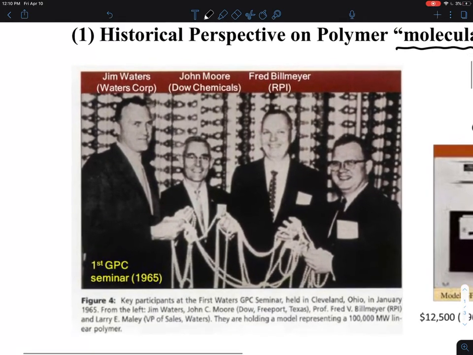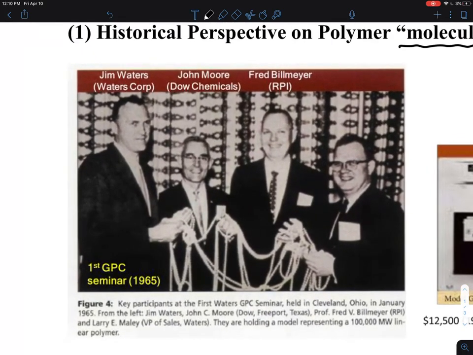Okay, this is a picture that I think I showed in my introduction in the first class. This is the first Waters GPC seminar held in Cleveland, Ohio. Cleveland was sort of the center of the rubber industry at that time, so a GPC conference was held in an appropriate place. And these people are holding this very long necklace, trying to say this is a very, very long polymer.